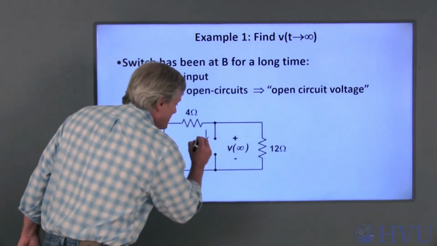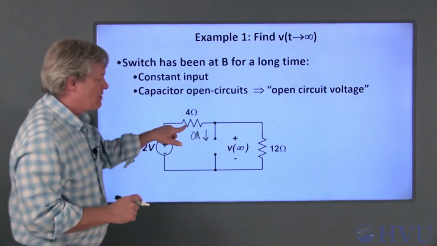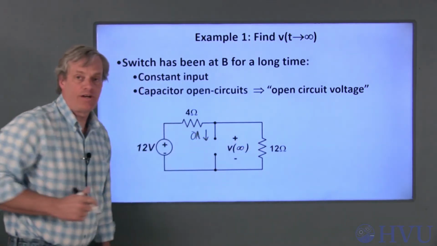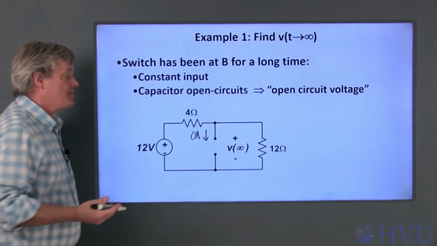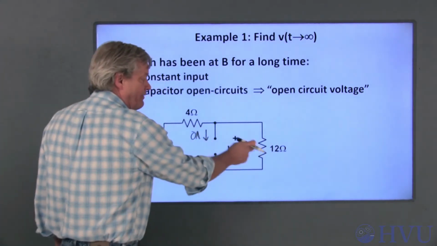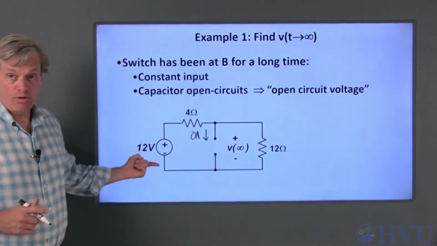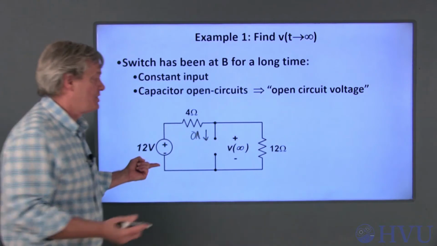Since this is an open circuit, this current is 0, and these two resistors share the same current. They're in series. We want the voltage across one of the series resistors, and we know the total voltage. That's a perfect voltage divider.